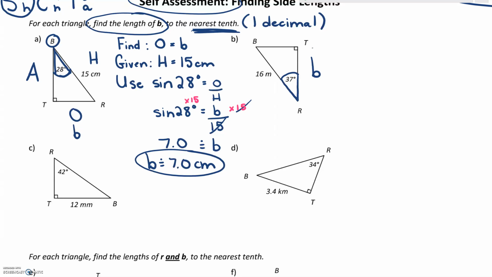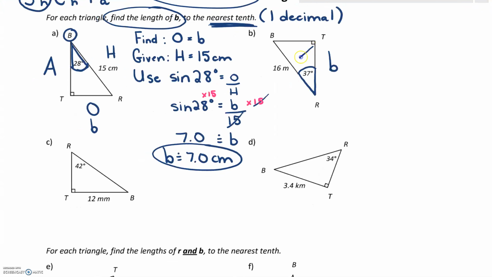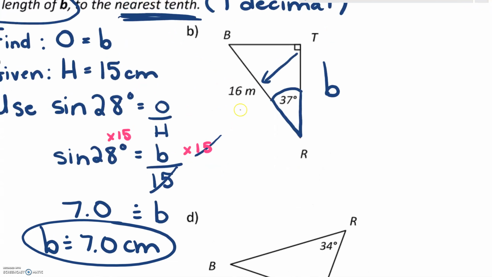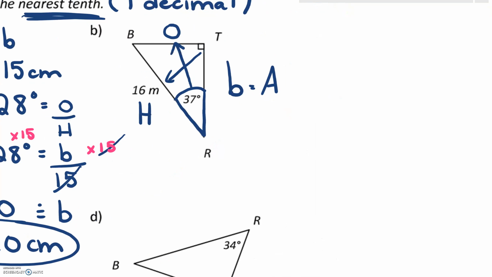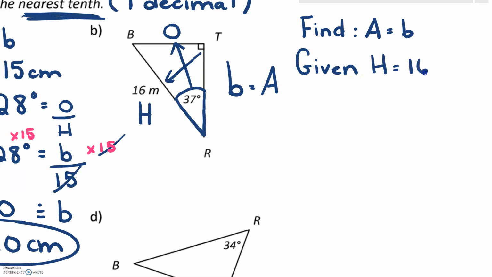Now we'll identify the sides. So they're the adjacent, the opposite, and the hypotenuse. So directly across from that 90-degree angle is the hypotenuse. Directly across from the given angle is the opposite. And that leaves lowercase b to be the adjacent. So now that I've labeled my sides, I'm good to start my process, which is find, given, and use. So I'm finding the adjacent, which is lowercase b. I'm given the hypotenuse in this case, which is 16 meters.